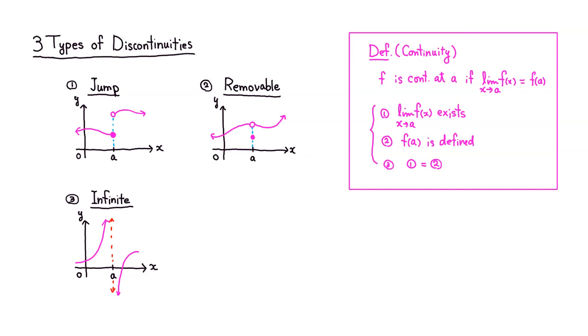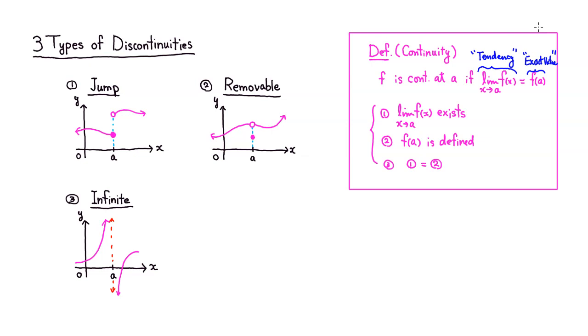Remember that the limit always talks about the tendency. So the left-hand side is a tendency, and the right-hand side is the exact value or actual value. So if the tendency does not agree with the actual value, then there will be a discontinuity. So let's look at the three types of discontinuities.